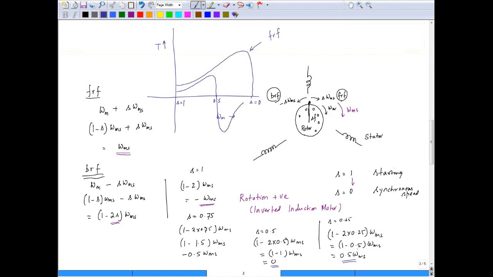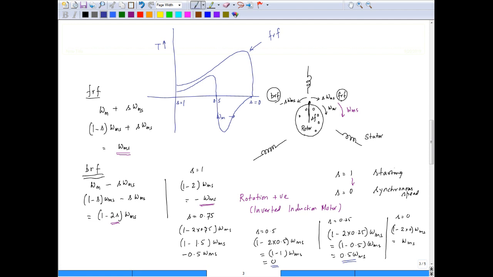And what happens at s equal to 0? Let's see, if you have s equal to 0, what is the speed here? 1 minus 2 into 0, right? 2 into 0 into omega ms, that's equal to omega ms. Anyway, when the motor speed is the synchronous speed, there is no induced EMF. So there is no question of either forward rotating field or reverse rotating field, because the reverse or forward field is being produced by the rotor current. Rotor current itself will become 0 at synchronous speed. So the torque here will be equal to 0.